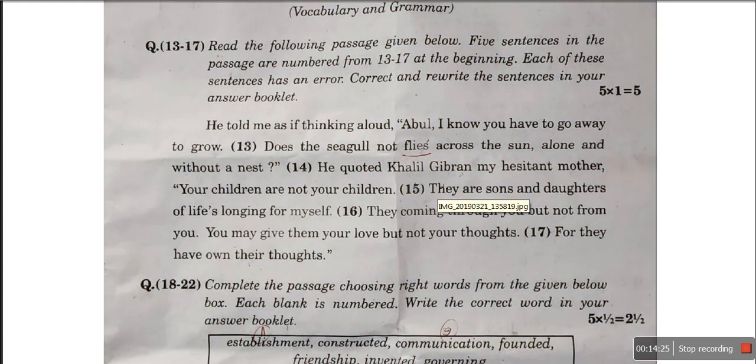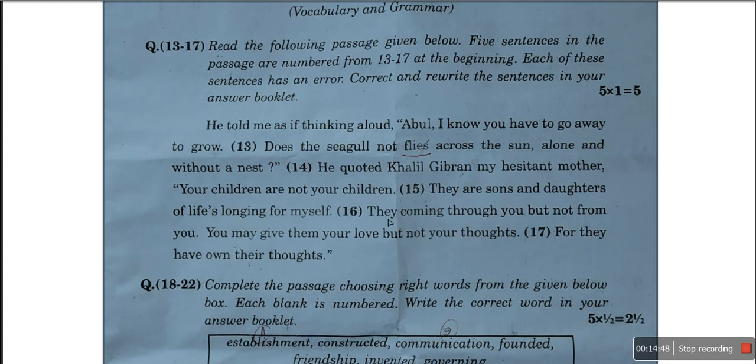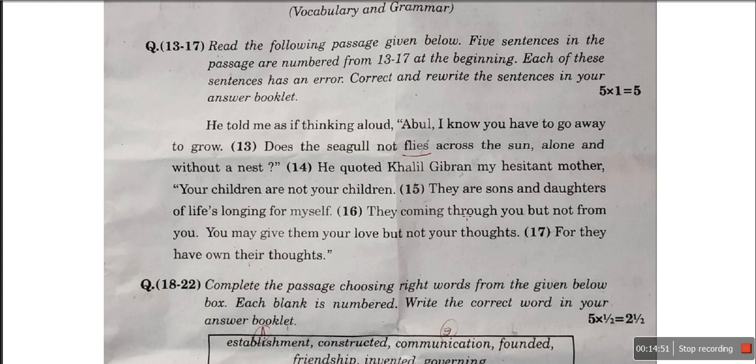Next, they are sons and daughters. Here one word is missing. They are the sons and daughters of life's longing for. It is not myself, it is itself only. So the 15th question contains two mistakes: one is the, and the second word is itself. And come to the 16th question, they coming through you but not from you. Here the answer is they come through you.